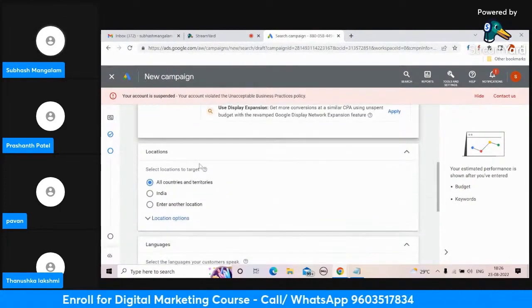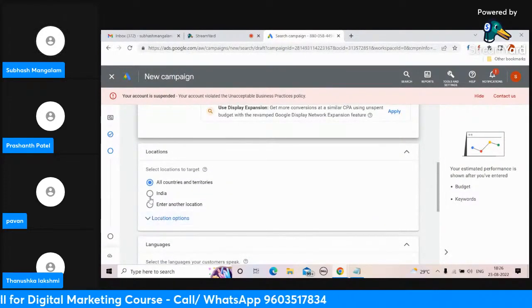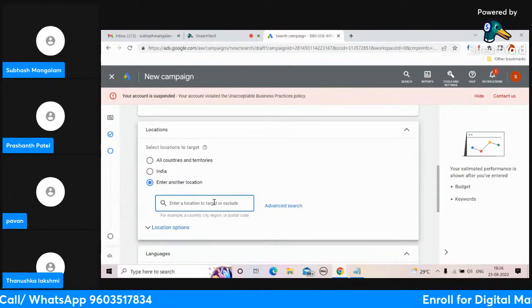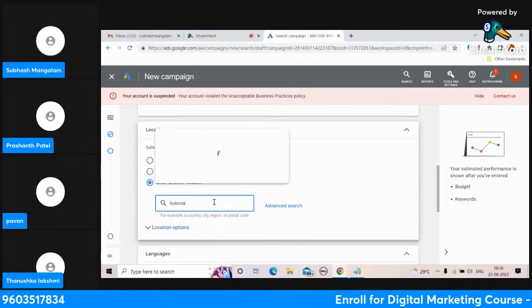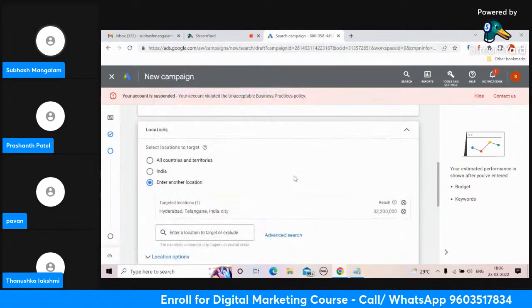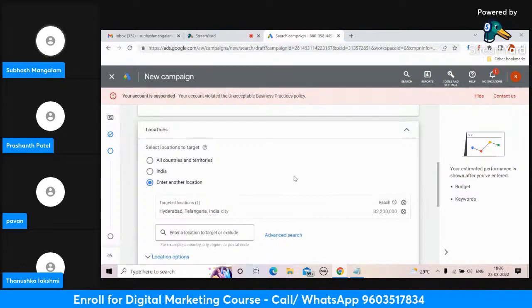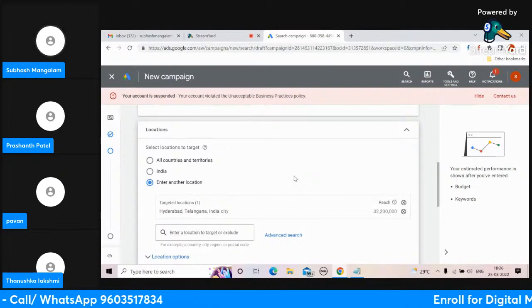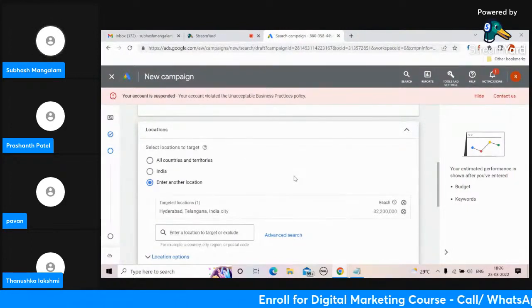Next. Now here I want to show my ad in a particular place. So click on this. You type Hyderabad. Again, there is a problem. See, when it comes to us, we are famous. It's been 10 years, so people from far distance also come to our institute. People from Gachibowli also come to our Panjagutta branch.